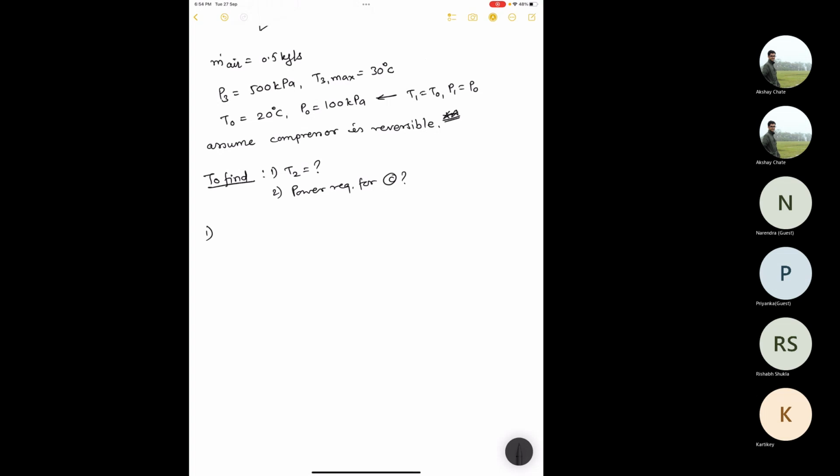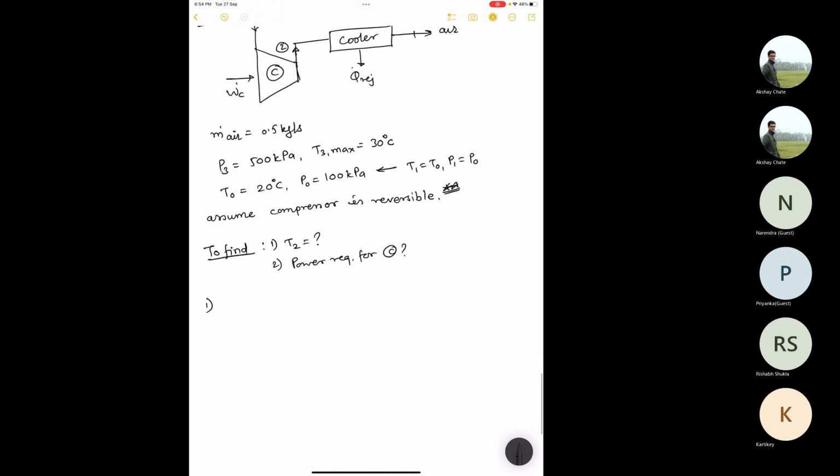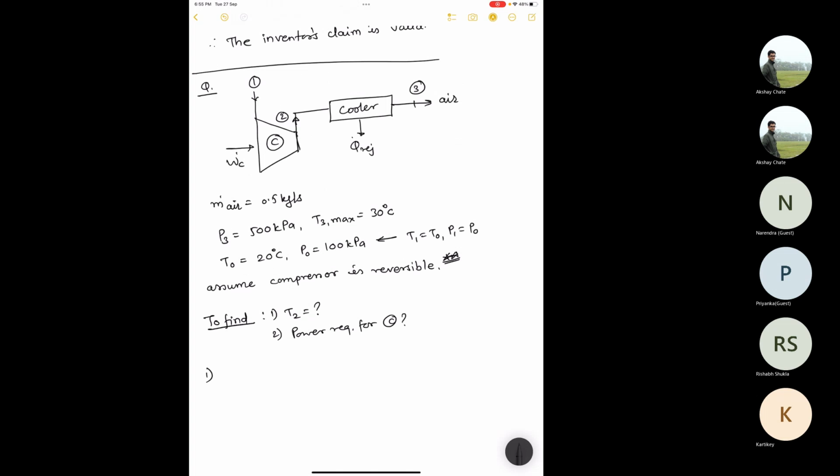here you have, see in the cooler, the temperature comes down, but the pressure more or less remains the same unless and until pressure drop is mentioned. So basically, P3 is equal to P2, and P3 was given as 500 kilopascal. So P2 is also the same, and in the inlet, P1, which is ambient pressure. So for the compressor, you know P1 and P2. You know T1, but the T2 is unknown, which is asked.